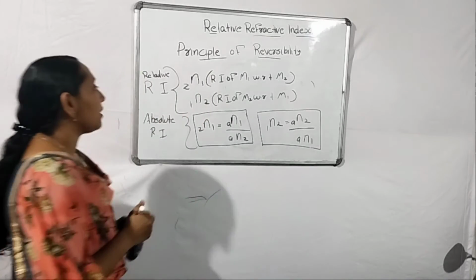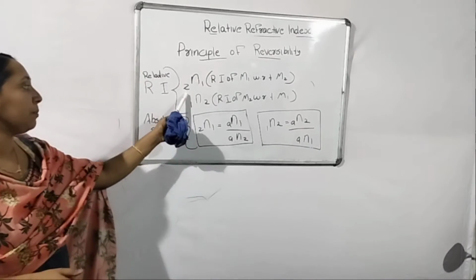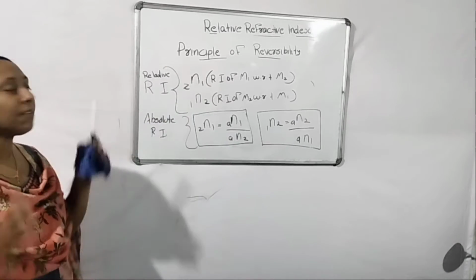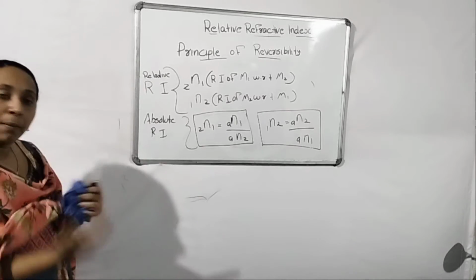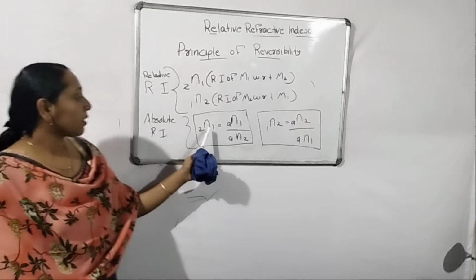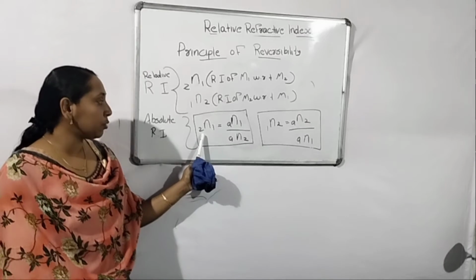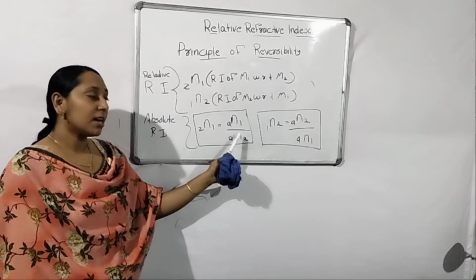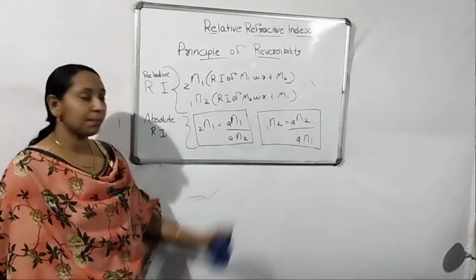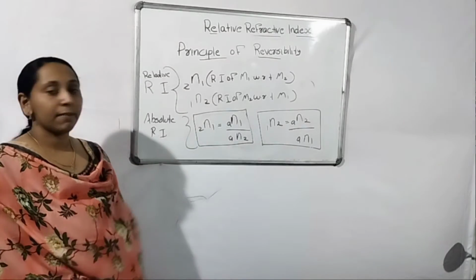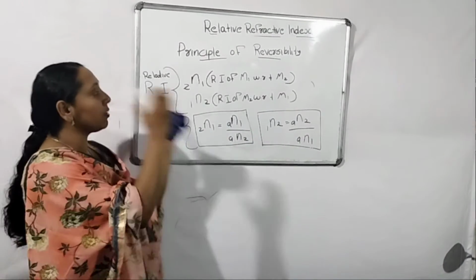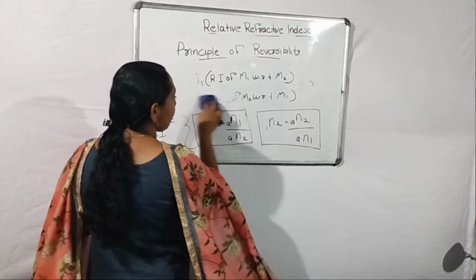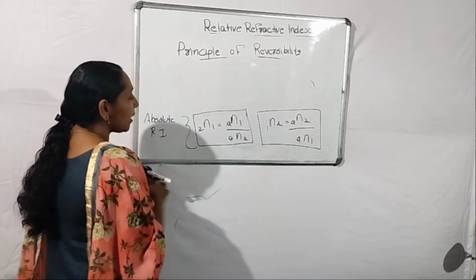Refractive index of medium 1 with respect to medium 2. Refractive index of medium 2 with respect to medium 1. Both are relative refractive index expressions. How will it be converted into absolute refractive index? Refractive index of medium 1 with respect to 2, you should write as the refractive index of medium 1 with respect to air divided by the refractive index of medium 2 with respect to air. Then what is the principle of reversibility? That is our question. Principle of reversibility means, you can see here, what is n12?